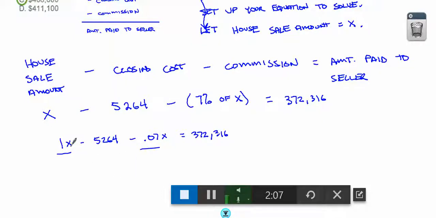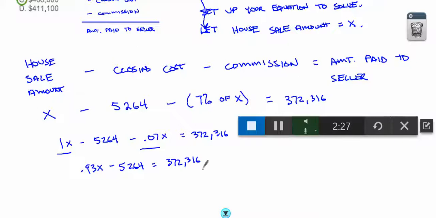So 1x minus 0.07x is 0.93x minus 5,264 equals 372,316. Okay, now let's go ahead and add 5,264 to both sides of our equation.